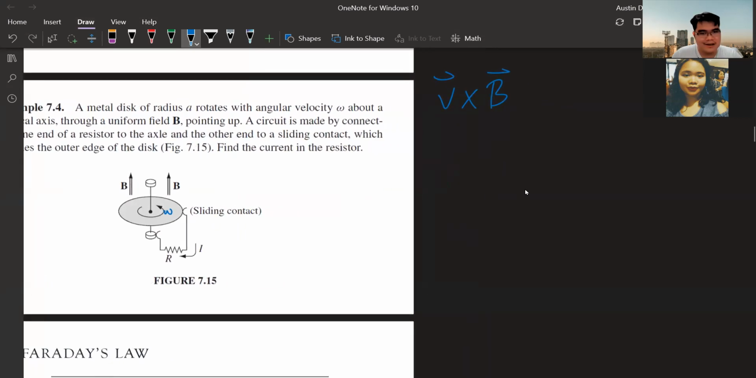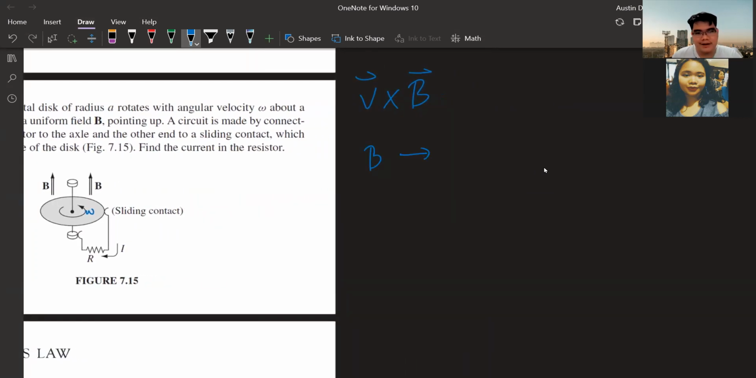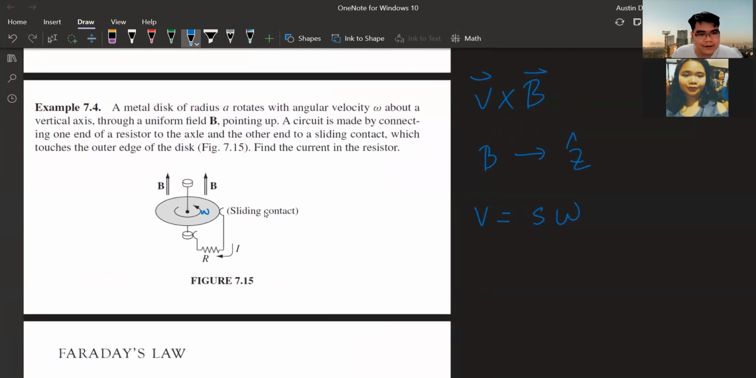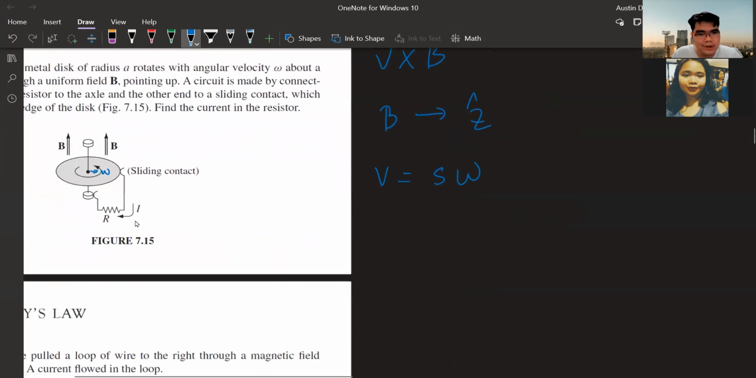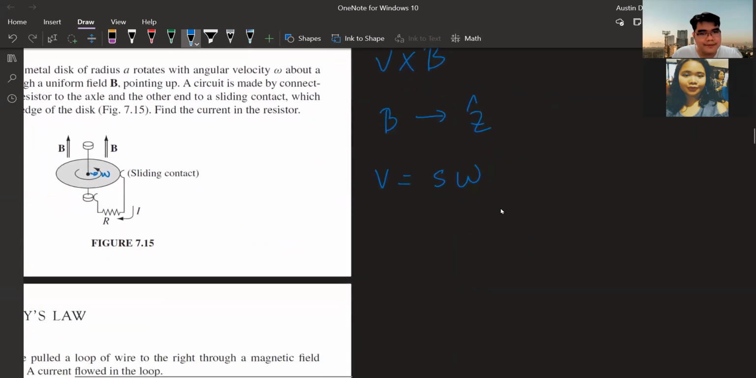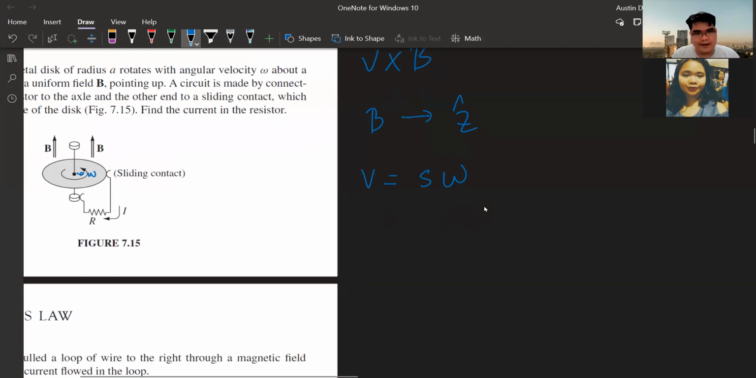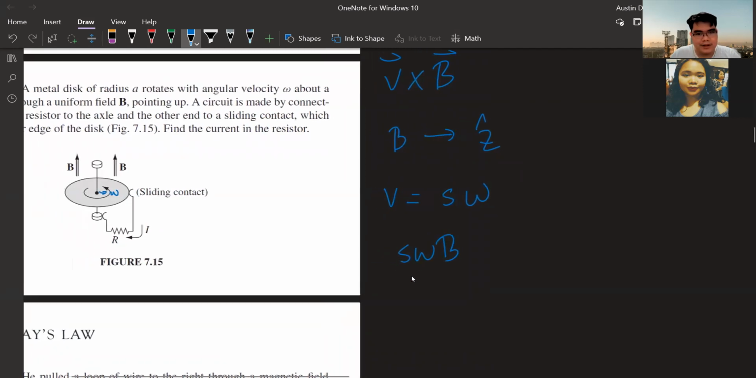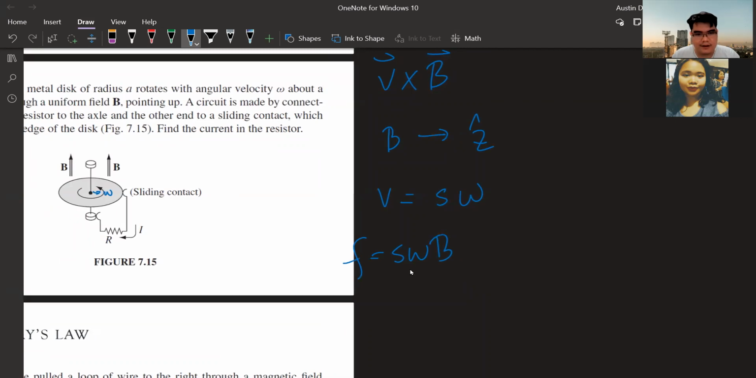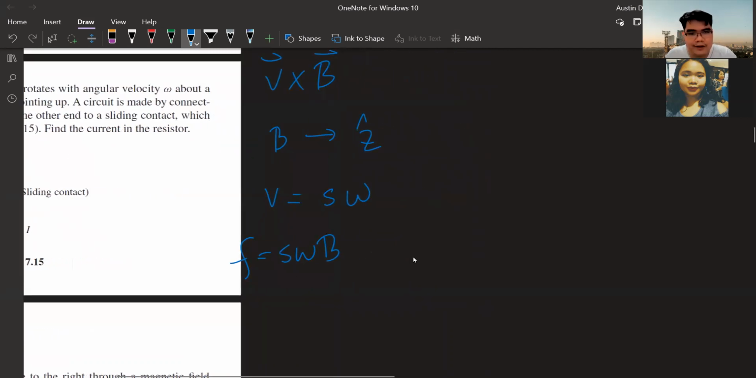Yung B mo upwards, so z hat sabihin natin. B is in z hat. Tapos, yung V mo can be written down as s omega, where s is the distance from the center. Okay, your usual cylindrical coordinates. And we know that V is always perpendicular to B. So we have in essence s omega B. That is your F. Okay? s omega B. Now we have to integrate.